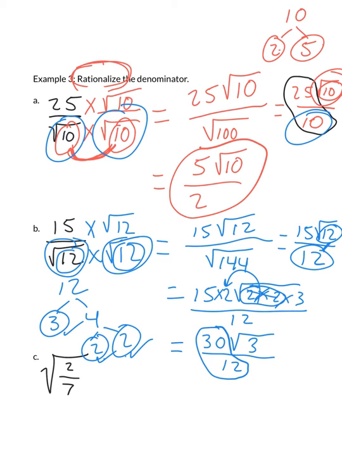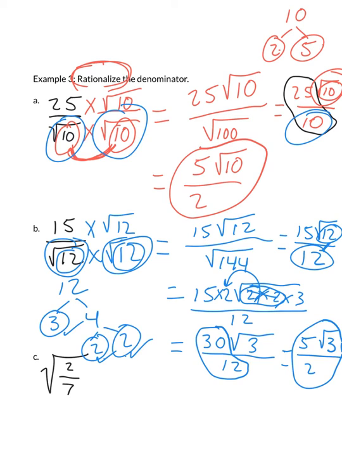I got 30 divided by 12. I'm going to use my graphing calculator. I'm going to type it in. 30 divided by 12, math button, enter, enter. And that does reduce to 5/2. And just bring over the square root of 3 that's on the top. So my final answer, 5 times the square root of 3 all over 2.